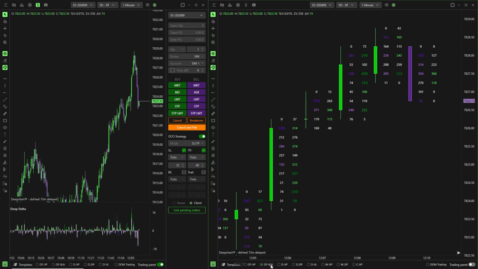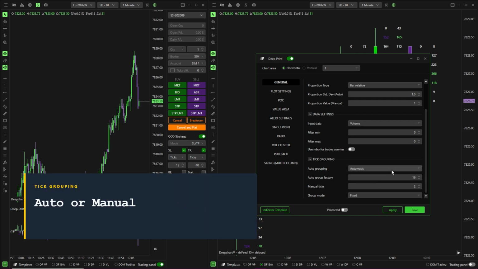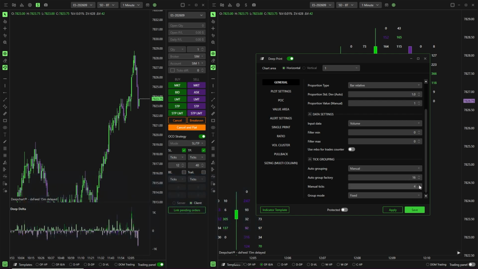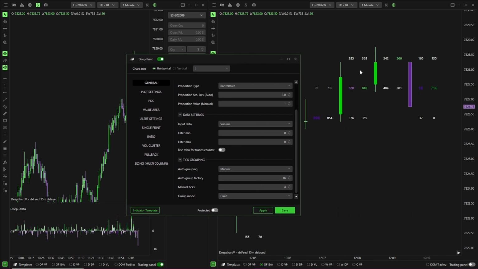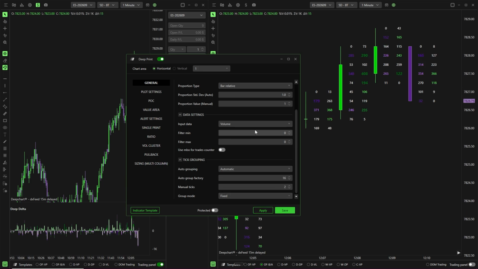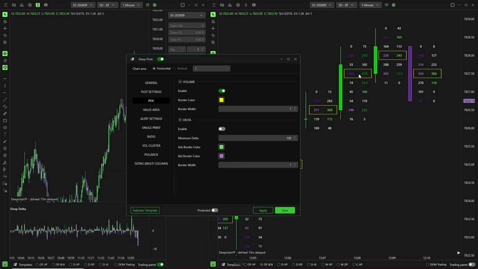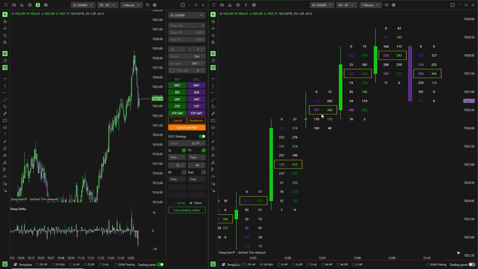A few other quick things that might make it helpful to read these charts is if you come down here and right click and come down to tick grouping. This is standard on automatic, but you can set it to manual and specify how many ticks it groups the price by. So if I do 4, there will be less information. If I go down to 2, more, and then automatic, you'll see every price level. The other thing that might be helpful is to click on POC and enable it. And this will show you the point of control for every single bar that trades.